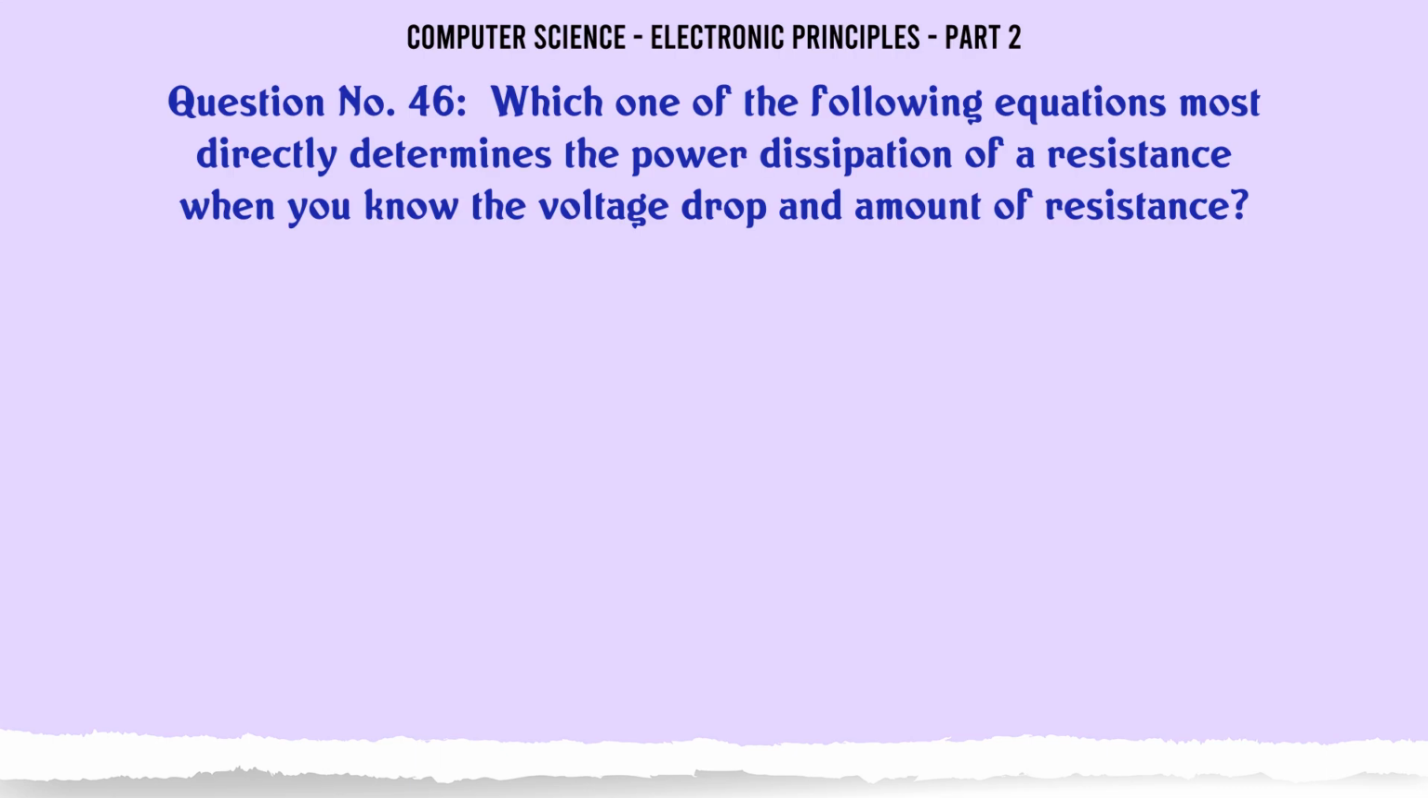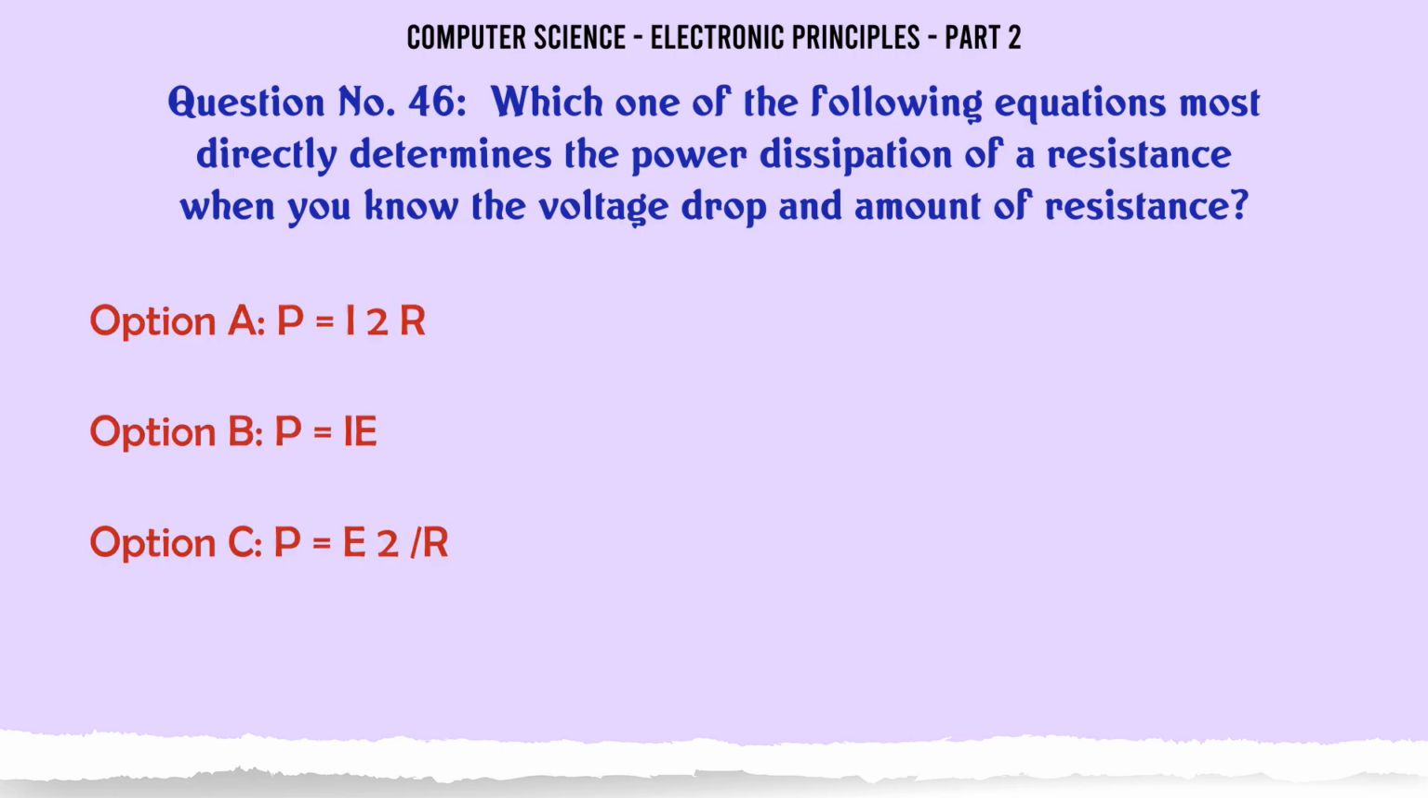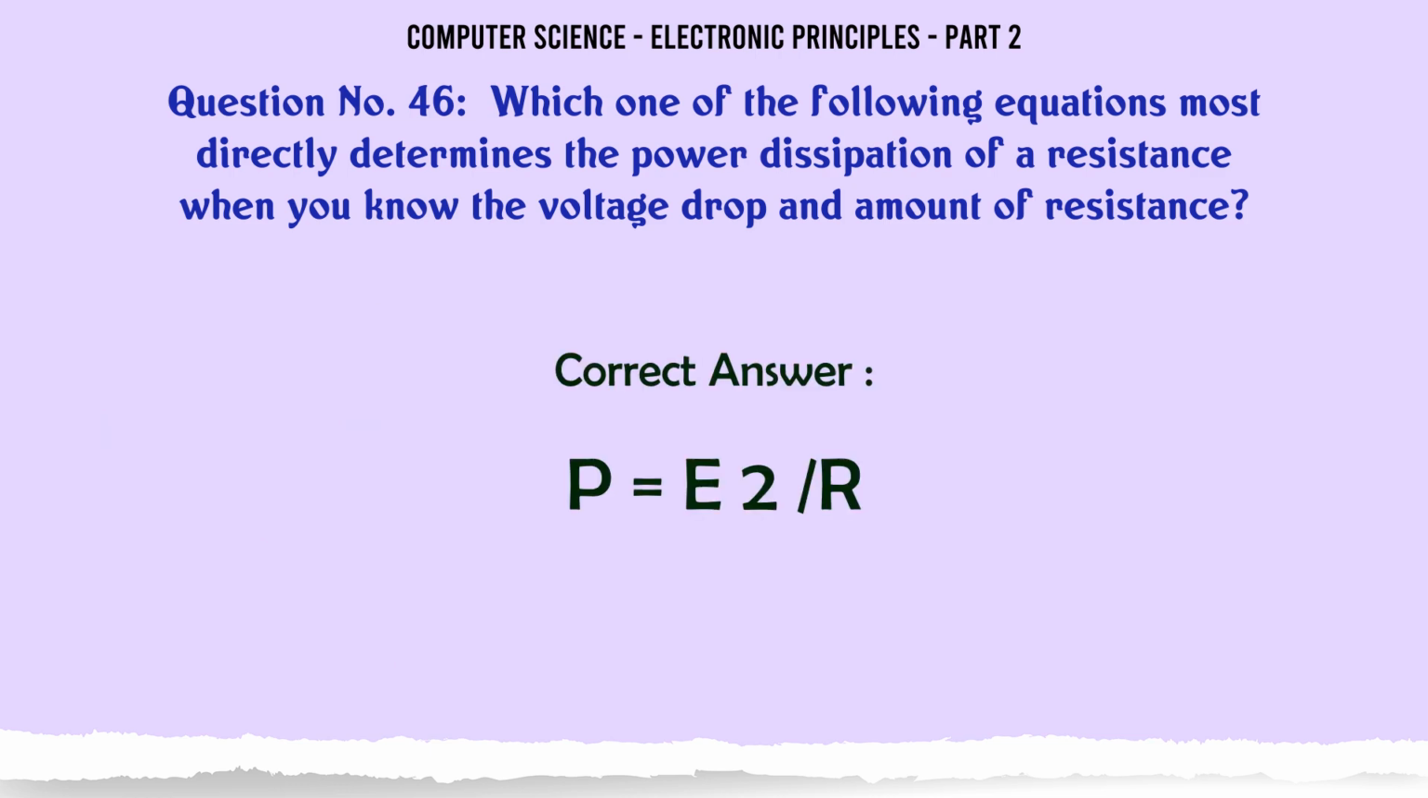Which one of the following equations most directly determines the power dissipation of a resistance when you know the voltage drop and amount of resistance? A. P = I/R, B. P = I, C. P = E²/R, D. P = IE. The correct answer is P = E²/R.